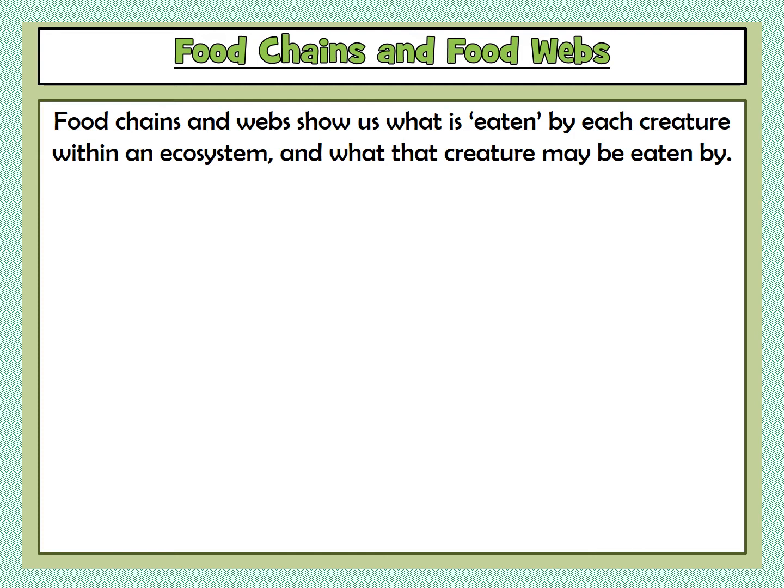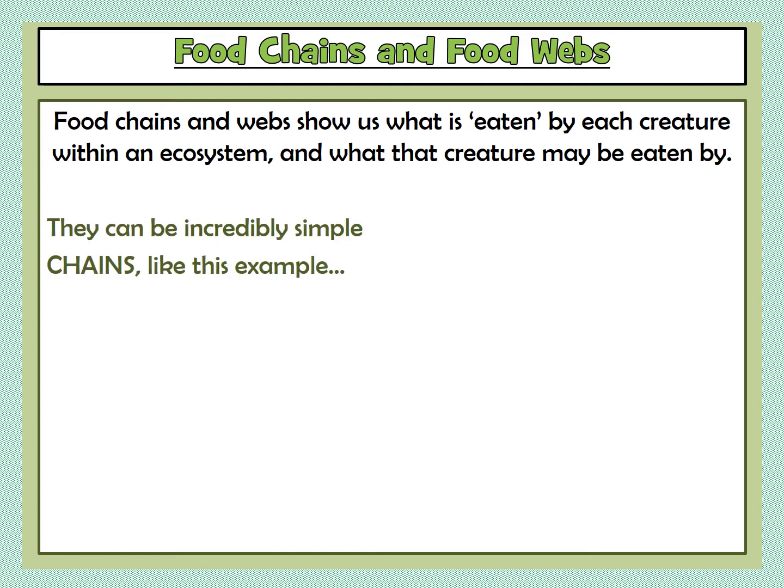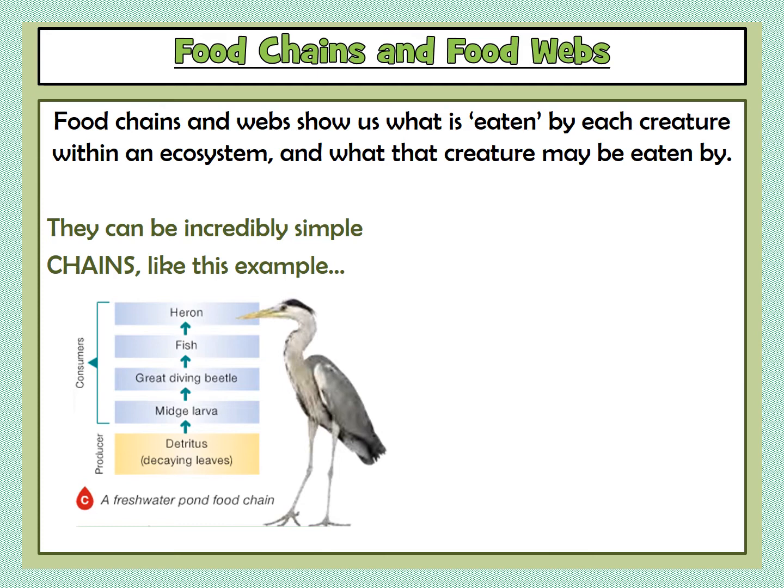And we represent that in food chains or food webs, and I'm fairly certain that you have come across these before, so I'm not going to spend particularly long on them. This is a very kind of year 6 science thing, so we'll just do a little bit of revision. And food chains are usually very simple to look at and to understand. So here is an example of a freshwater pond food chain.